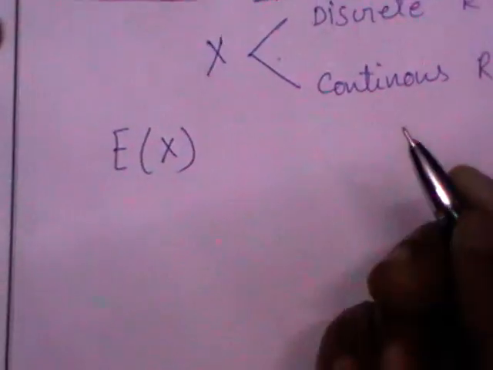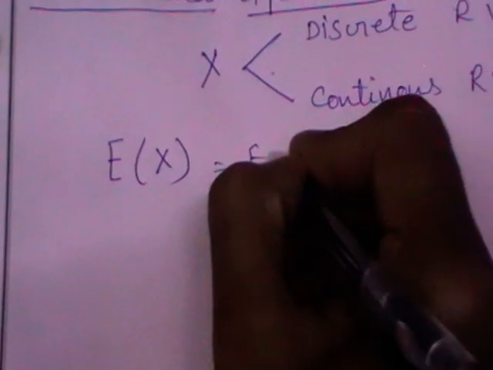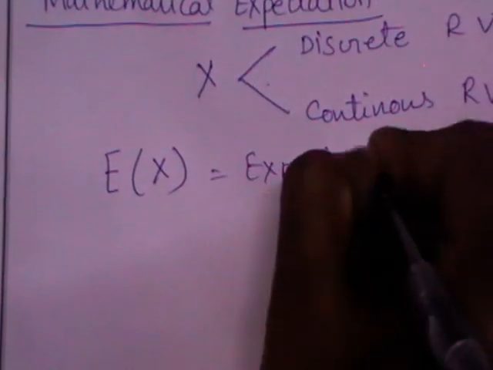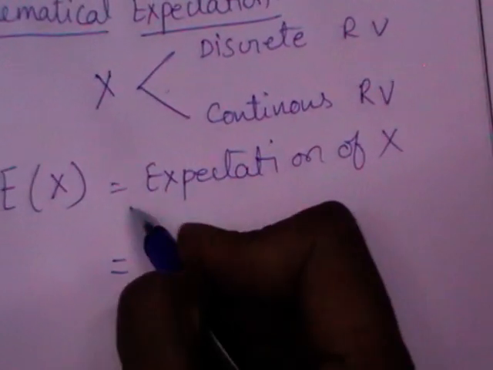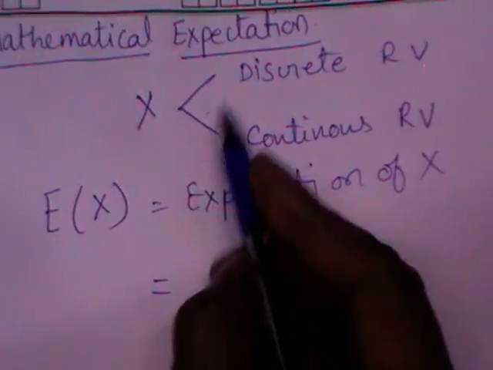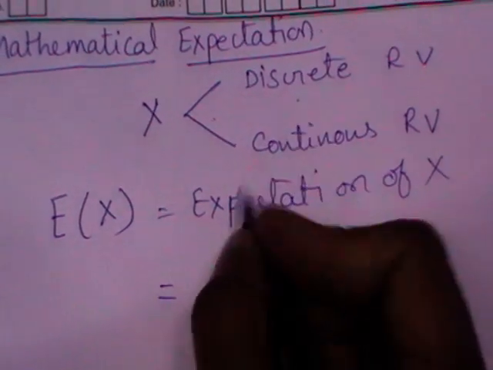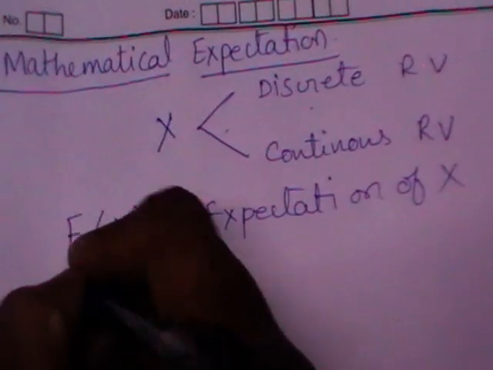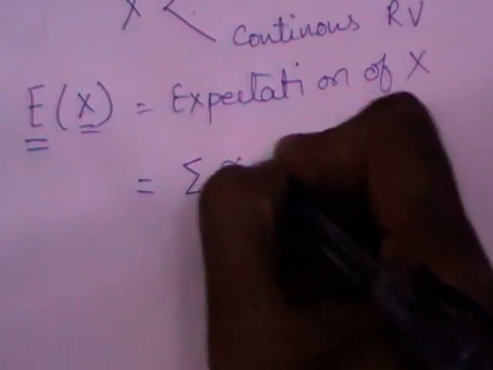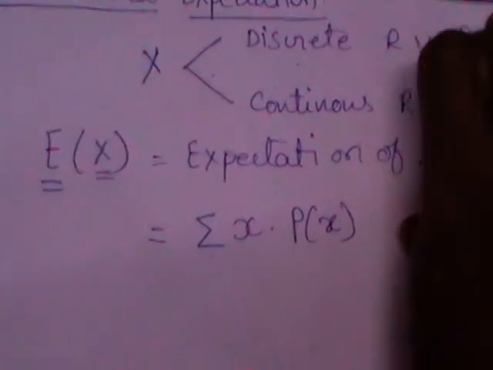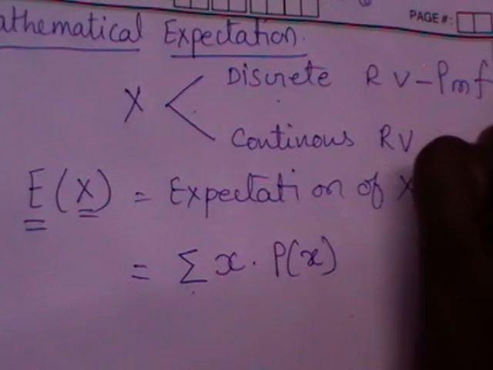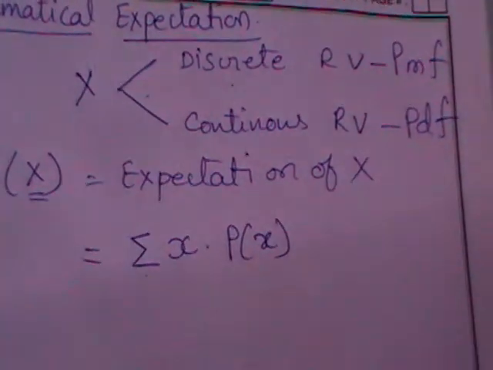Mathematical expectation we write with E of x, which we read as expectation of x. So this expectation is going to have two forms depending upon the nature of the random variable. If it is a discrete random variable, we write x, and within the brackets we have x, followed by its PMF. You know that for a discrete random variable we will have a probability mass function. For a continuous random variable there is a probability density function.